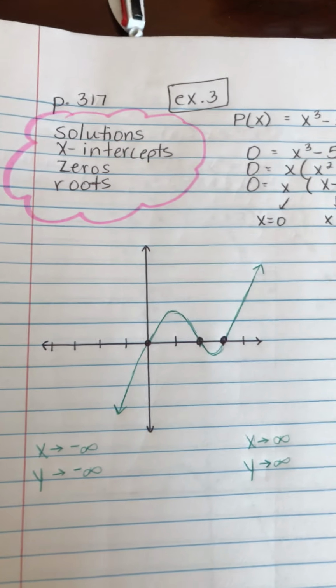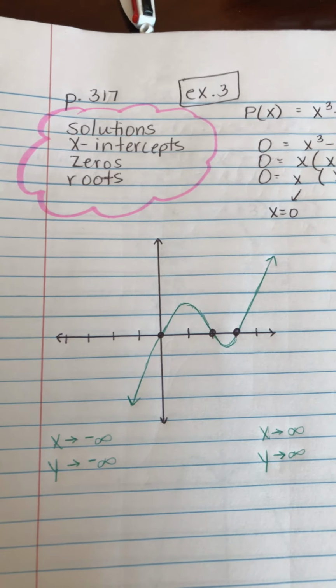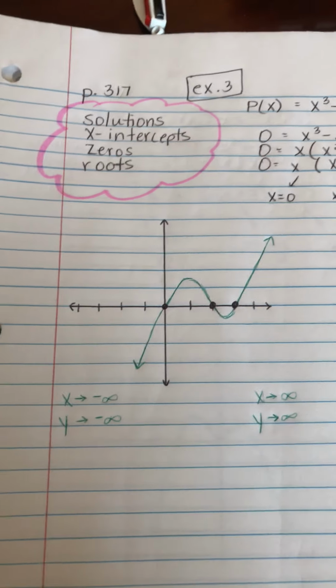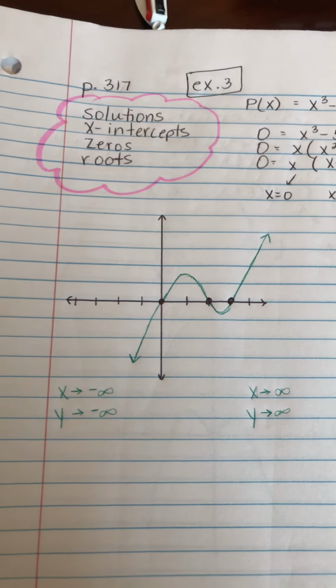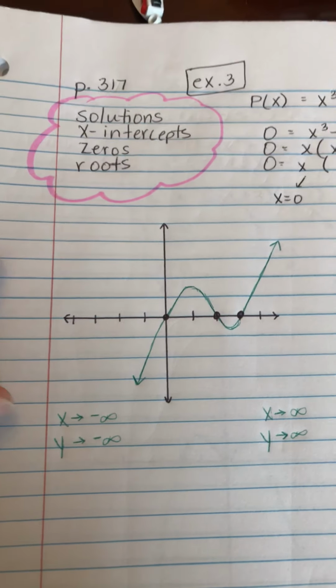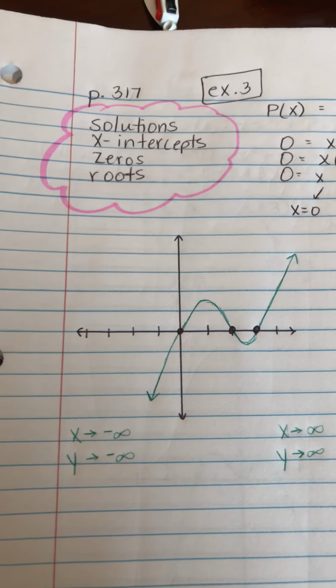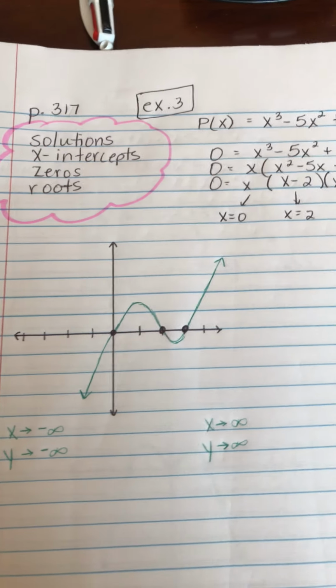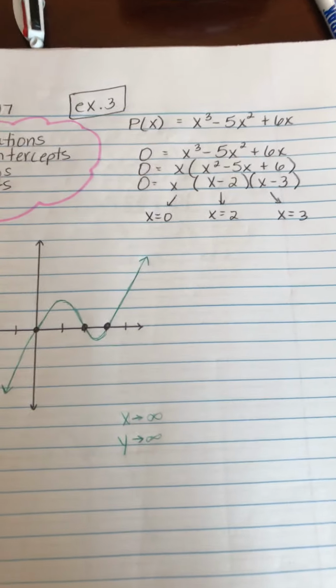Okay? Now I want you to jump ahead to example number 3. Now in the book, example number 3 is actually solved incorrectly. So I have the correct one right here on my paper. And I want you to remember that solutions, x-intercepts, zeros, roots, they're all the exact same thing. So when you're looking for the solutions, you're really looking at the x-intercepts.